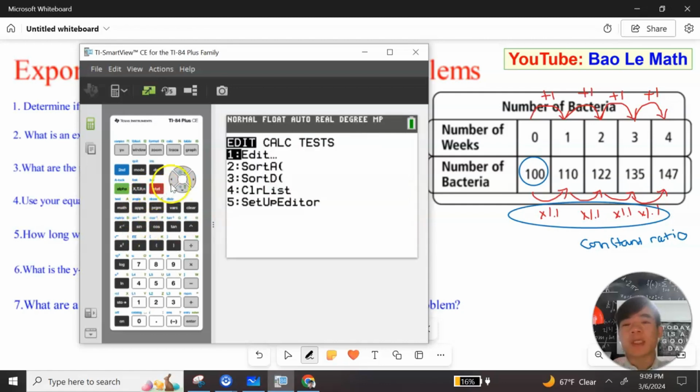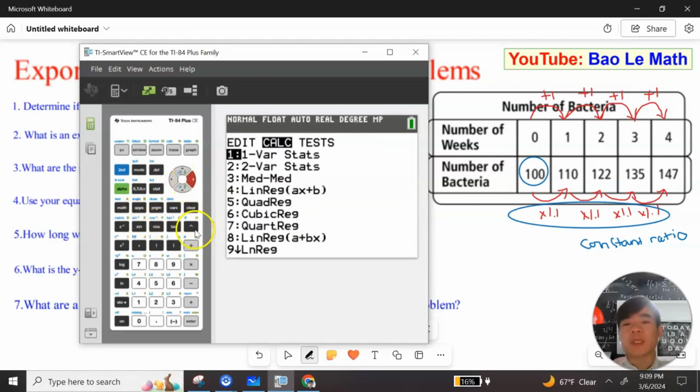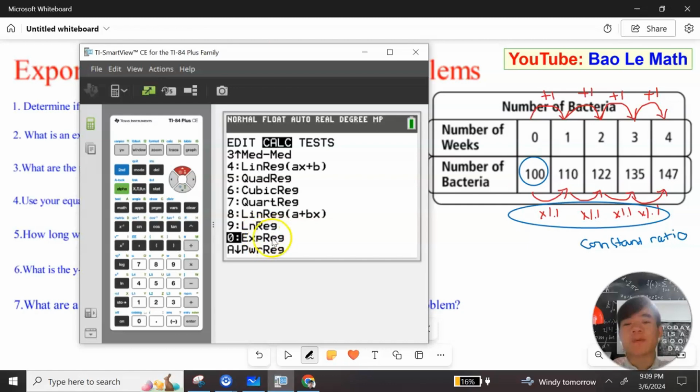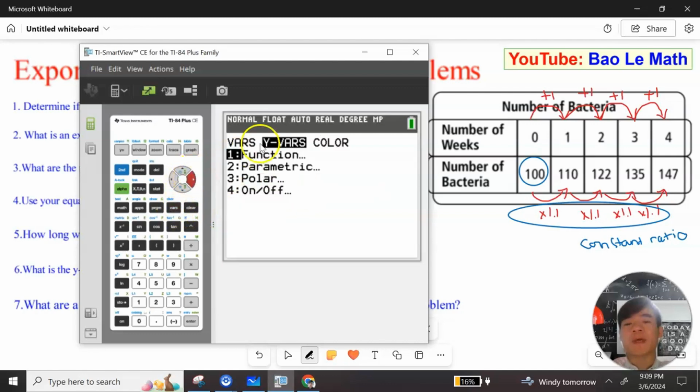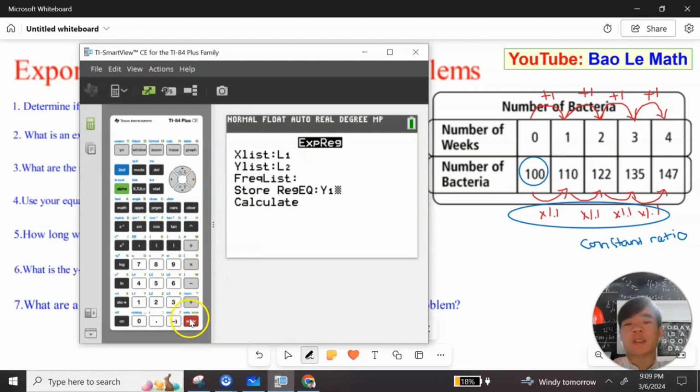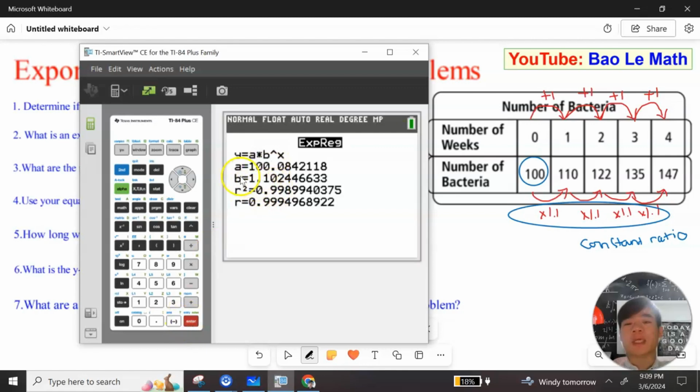Now you hit stat again. Go to calc. Now you need to scroll all the way down until you see 0, ExpReg, right here. This represents the exponential function. You hit enter. Now you go to store, store RegEQ right here. You hit vars, Y-vars, function, and then Y1. Now you hit calculate, enter, and this is your answer. You see that a is roughly 100 and b is roughly 1.1.